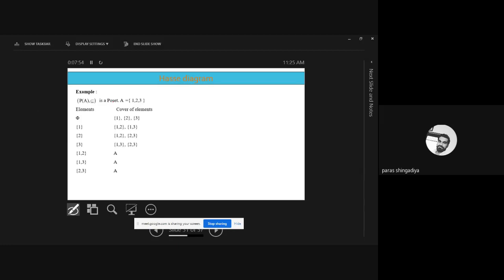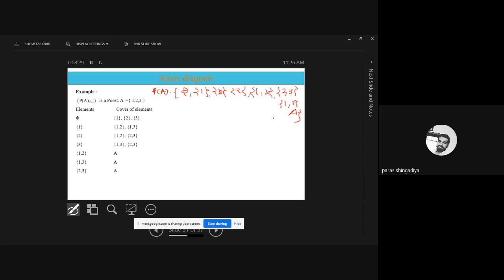P of A, the subset example. A is equal to {1, 2, 3} is given. So what will be P of A, the power set of A? It will be the empty set, then the singletons {1}, {2}, {3}, then {1,2}, {2,3}, {1,3}, and A itself. This is called P of A for {1, 2, 3}, including all the possible subsets. There are 8 entries in P of A, and we'll check the cover elements of each of the 8 entries. You have to identify the cover element of each as per the rule.